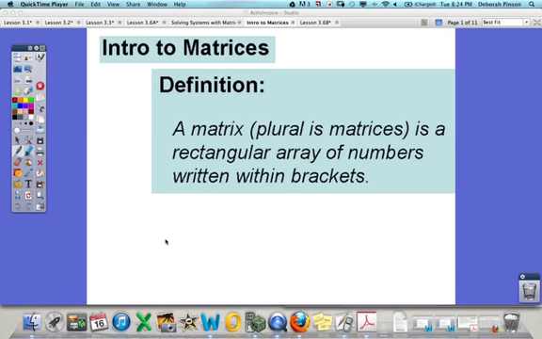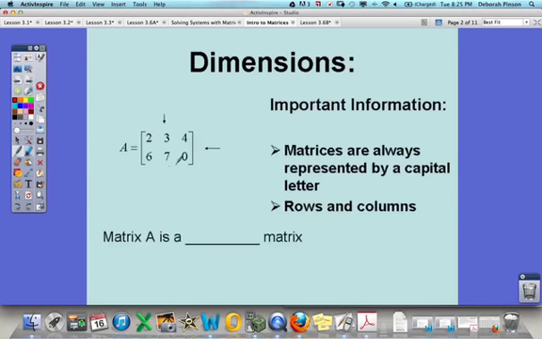So what I want to do is kind of just give you an overview of matrices, and I want to show you a few little things in your calculator. So first of all, when you're talking about a matrix, the plural is matrices, it's just a rectangular array of numbers written within brackets. Now honestly, this is what it looks like. Now here are the things that you need to know. First of all, matrices are always named as a capital letter, so this is matrix A. They'll be named all sorts of things.